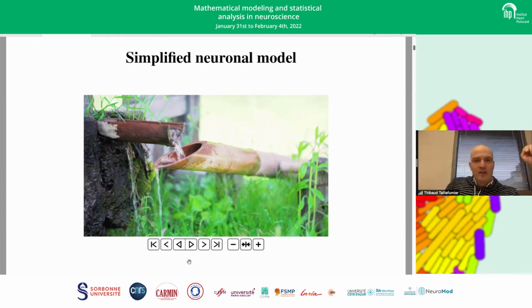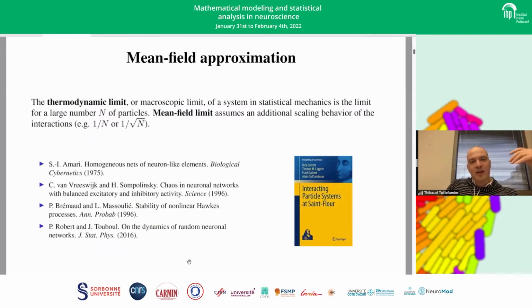So that's for the neuronal model. Now, perhaps more importantly, you also need to make assumptions about how those neuronal models are going to interact with one another. That means you need to make assumptions about the network. And here, we're going to focus on one of the most common assumptions that allow you to do a little bit of analysis about those models, and that is the mean field approximation.